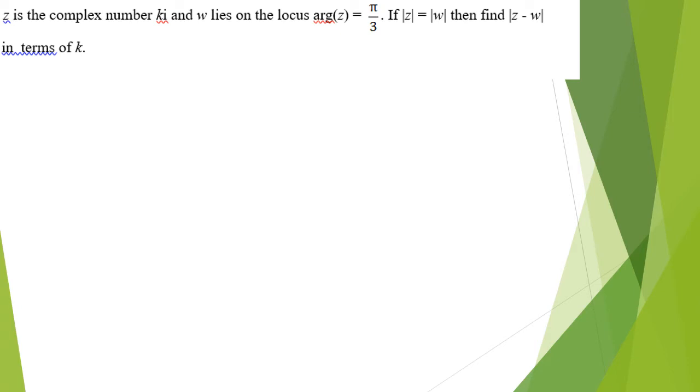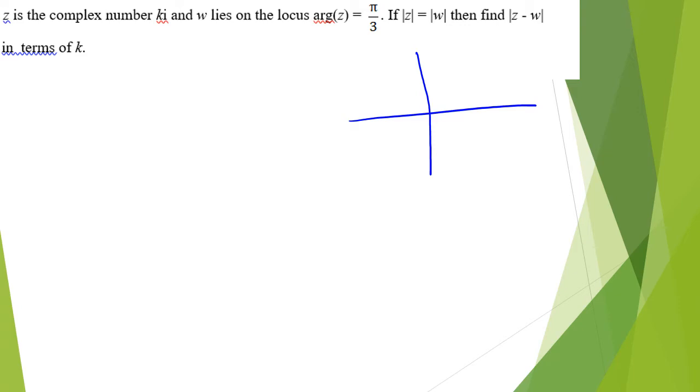The next question: z is a complex number, and w lies on the locus of argument pi over 4. So this one here too is pi over 3. To understand this one, you must draw it. That's the easiest way to figure it out. Now I'll draw the argument first.